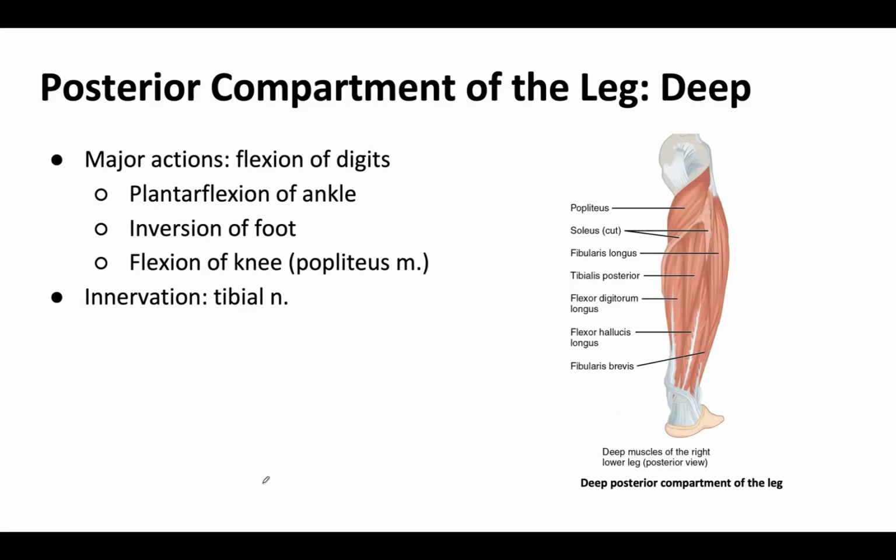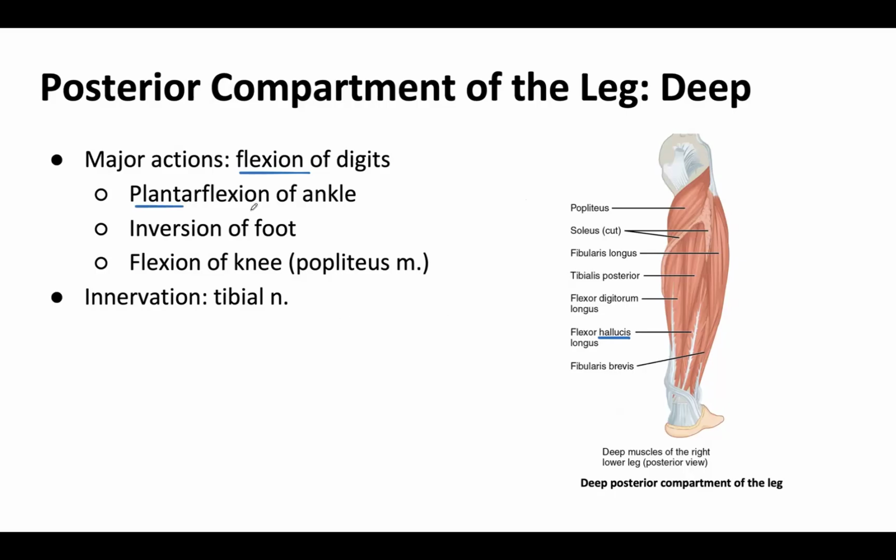Moving to the deep posterior compartment of the leg, there are four muscles here. You do not have to learn their names, but you do need to know the basics of this subcompartment. The major action of these muscles is to flex the digits. So it's going to have long tendons that are reaching all the way to the digits. So that would be the flexor digitorum longus and the flexor hallucis longus. Hallucis is going to mean having to do with the first digit or the big toe.